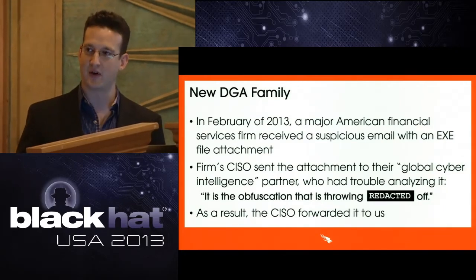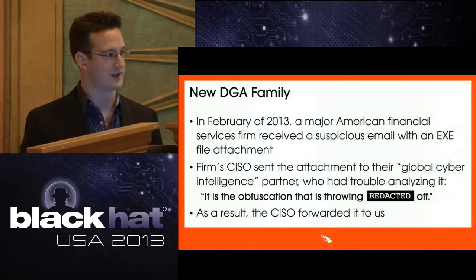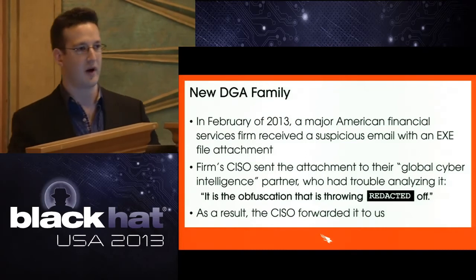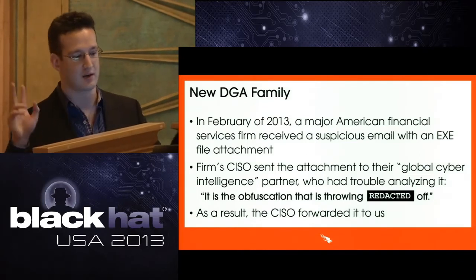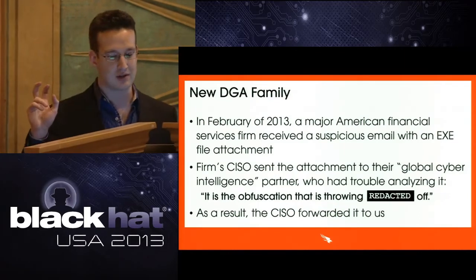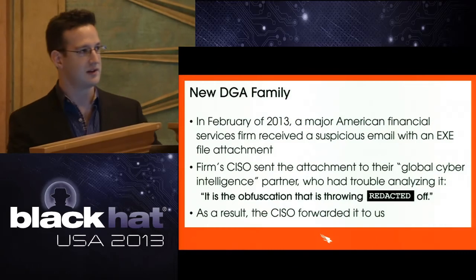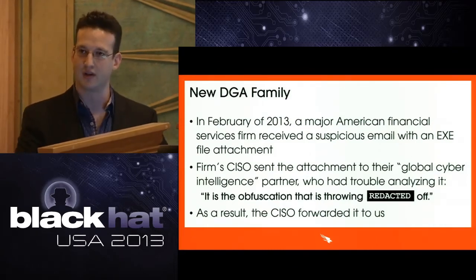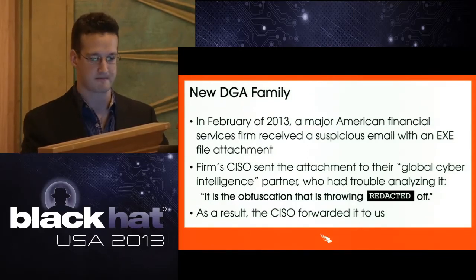And this firm's CISO actually worked with his global cyber intelligence partner, a competitor of ours, and they actually couldn't figure out what it was doing because it was obfuscated. And actually, to quote the CISO, he said, "It is the obfuscation that is throwing our competitor's name off." And because this other company was not able to remove the obfuscation, this CISO forwarded the malware to us.